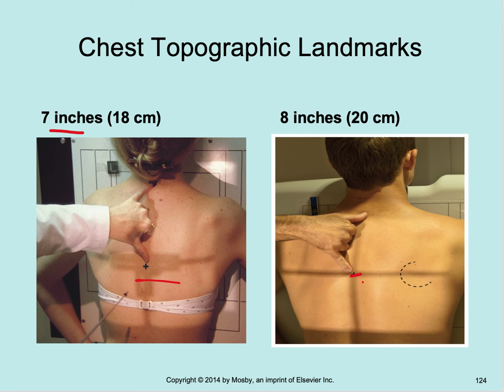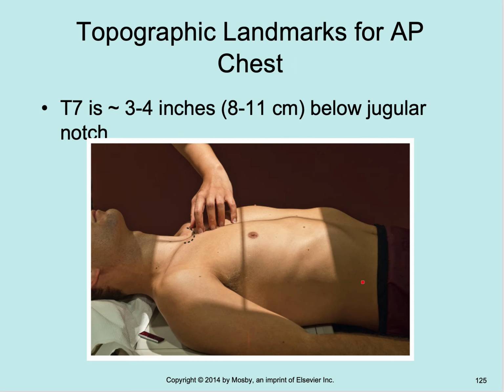And you can measure that at home. You should have a ruler. You should have a tape measure. You can see what that is on yourself, so you kind of have a better idea when you get to lab. So topographical landmarks for an AP chest.